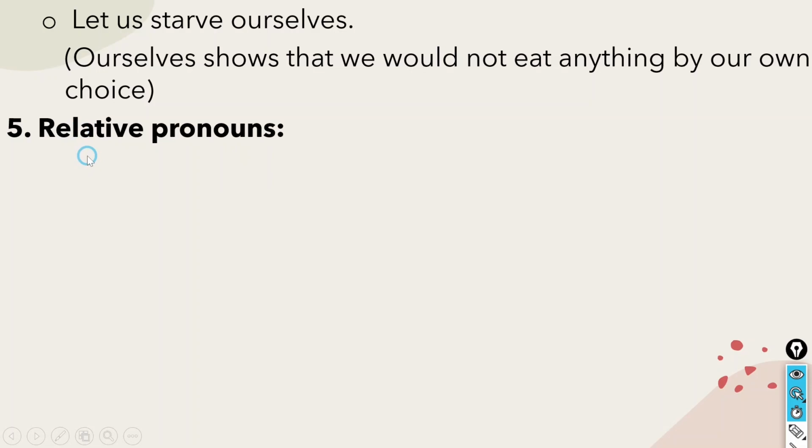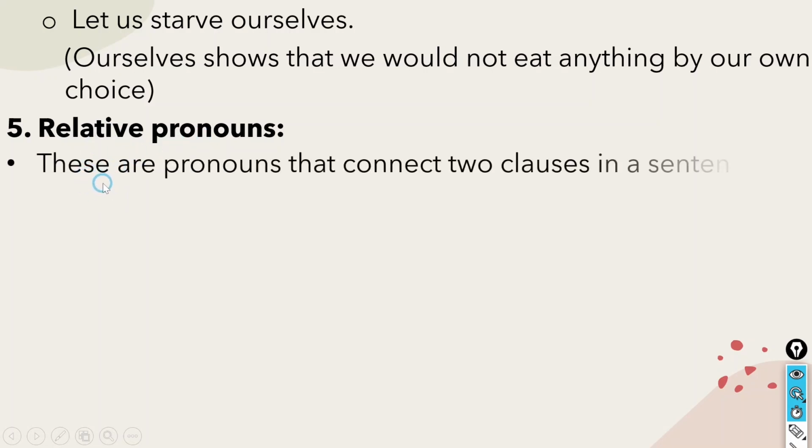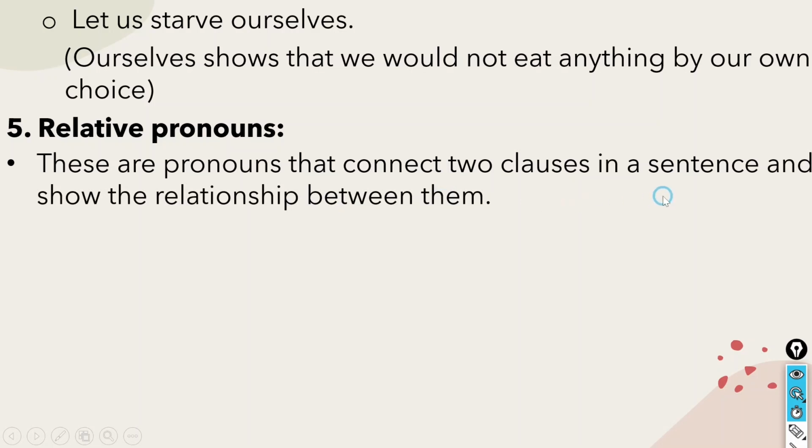So the other one is relative pronouns. There are about five types of pronouns here. Relative pronouns are pronouns that connect two clauses in a sentence and show the relationship between them. So they connect two parts of the sentence. They are pronouns that connect two sentences. They'll stand in the middle, showing that they are connecting two parts.